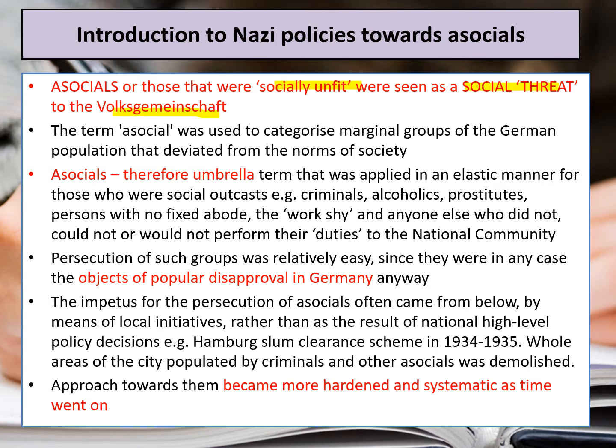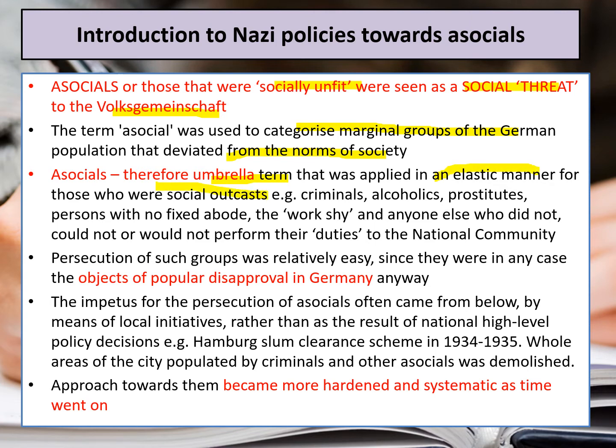To be part of this people's community, you were supposed to be somebody that was seen as a useful member of society, and asocials were seen as the opposite of that. So generally, this term asocial is a bit of an umbrella term, and it was used to categorise the marginal groups of the German population that deviated from the norms of society and what the Nazis wanted them to be like.